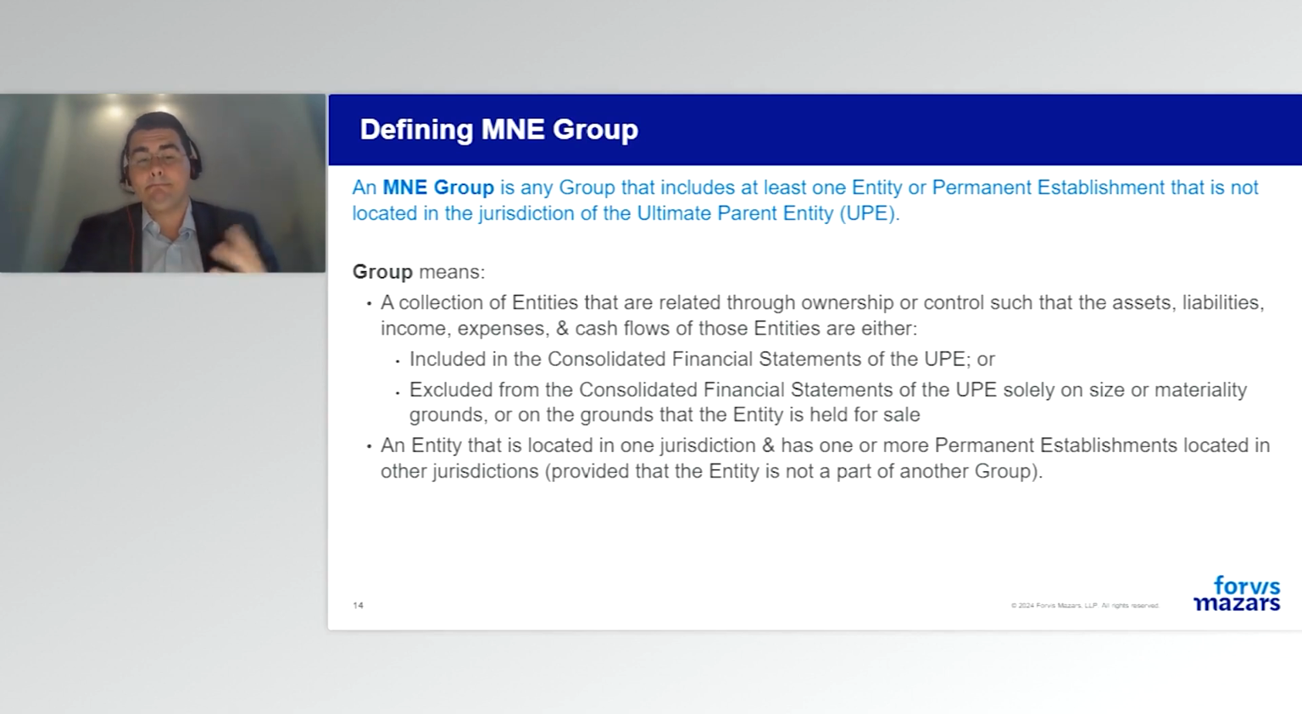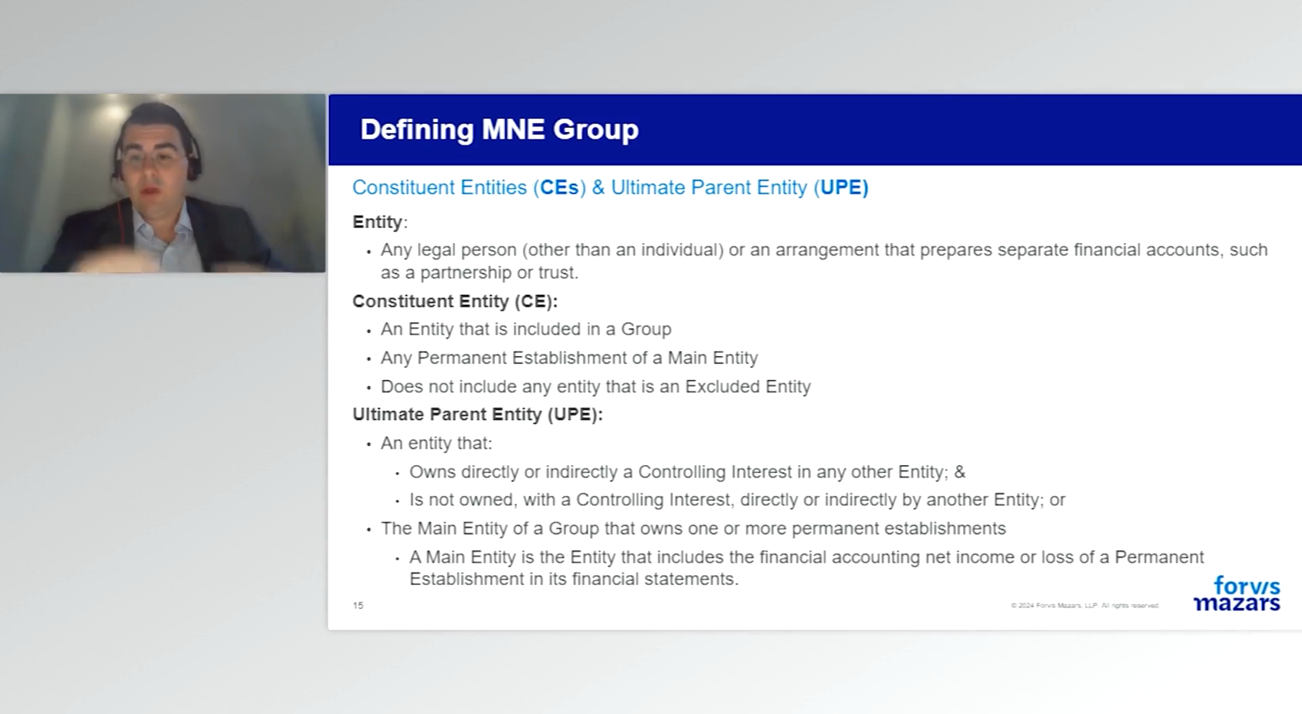So a group is basically what it sounds like for financial statement purposes, but for time's sake, so we can get right to the fun material, I'm going to keep speeding through this recap. So we quantified what an MNE group is. In this MNE group, you have a UPE, you have entities. Some of them might be constituent entities, some might be excluded. By definition, and this is important because this will play into an example later, an entity is any legal person other than an individual, or an arrangement that prepares separate financial accounts, such as a partnership or trust.